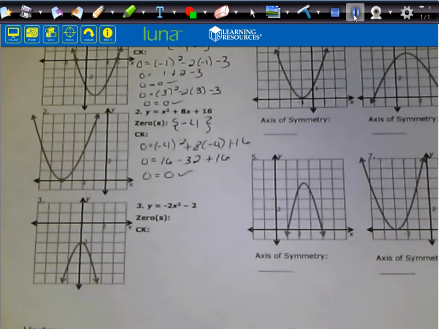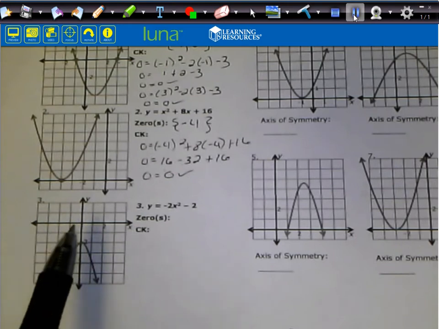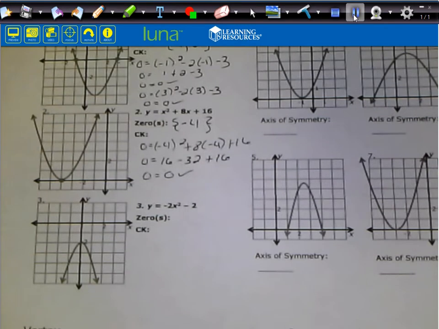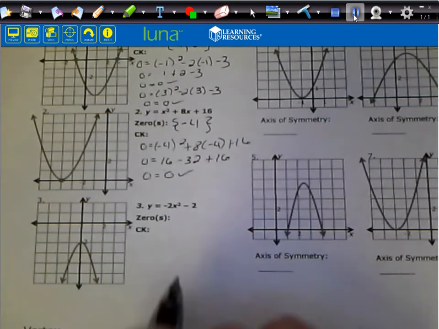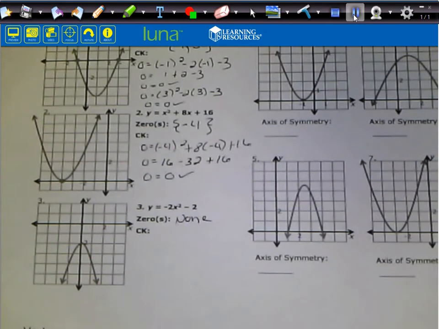Okay, and finally we're going to look at number 3. If I look at the x-axis here, that U shape doesn't ever actually cross the x-axis, and it's going to keep going downward, so it's never going to cross that x-axis. So for zeros, you're going to write none, because there are no zeros. And again, you guys like this one because if there's nowhere where it crosses the x-axis, there's nothing to check here. So we're going to go ahead and move on to number 4. Make sure you have everything for 1, 2, and 3 written before we move on.